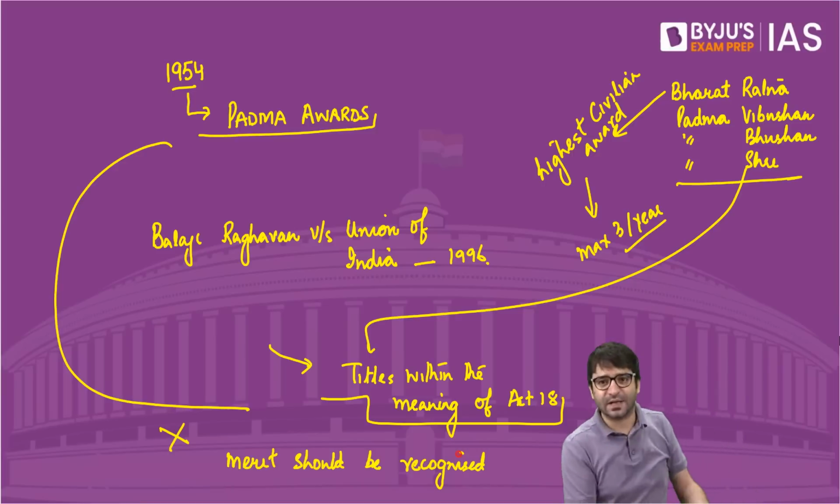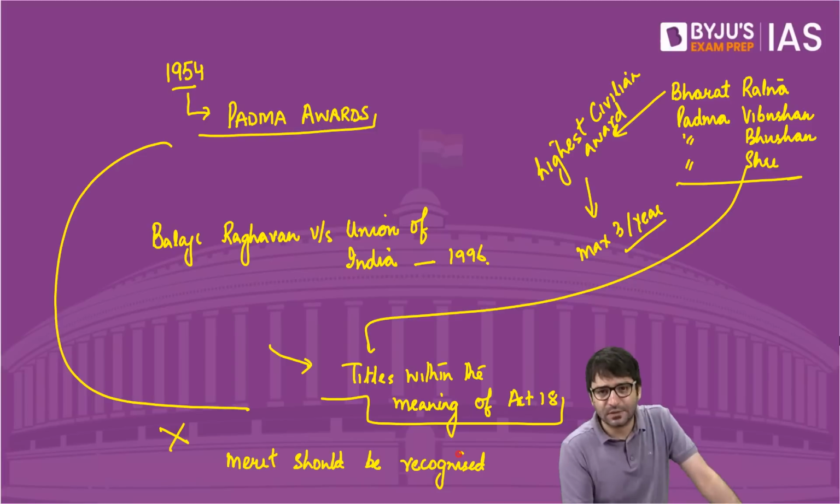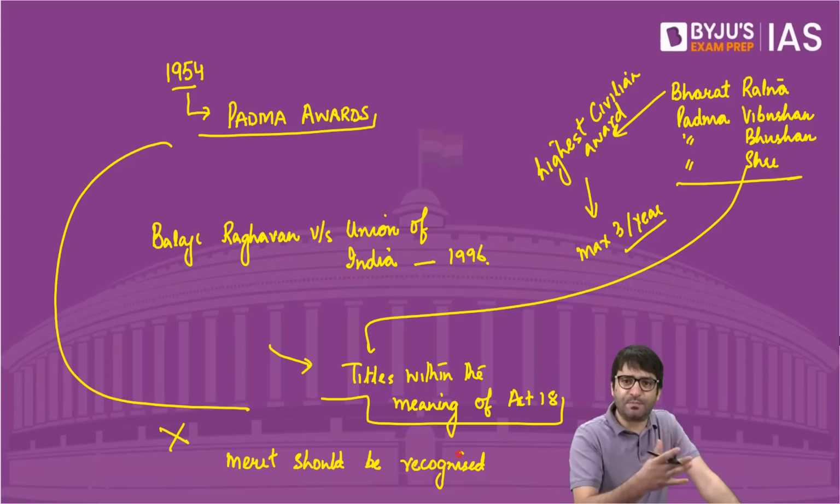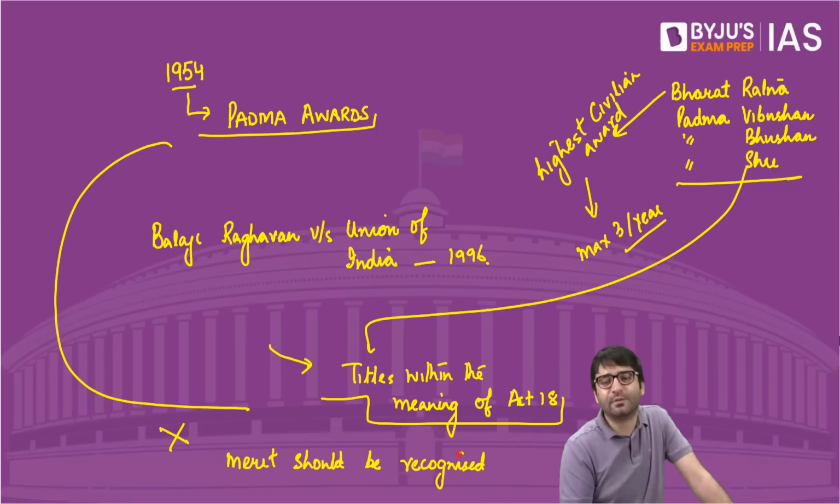Merit has to be recognized. So these Padma Vibhushan, Padma Bhushan, these Padma Awards are awarded on the basis of merit. You can't deny that these people are meritorious, such as Kangana Ranaut, who got Padma Shri. Talented individuals being awarded, merit being recognized, that doesn't mean these are titles. But if you use them as titles, that is problematic. Don't use them as titles.